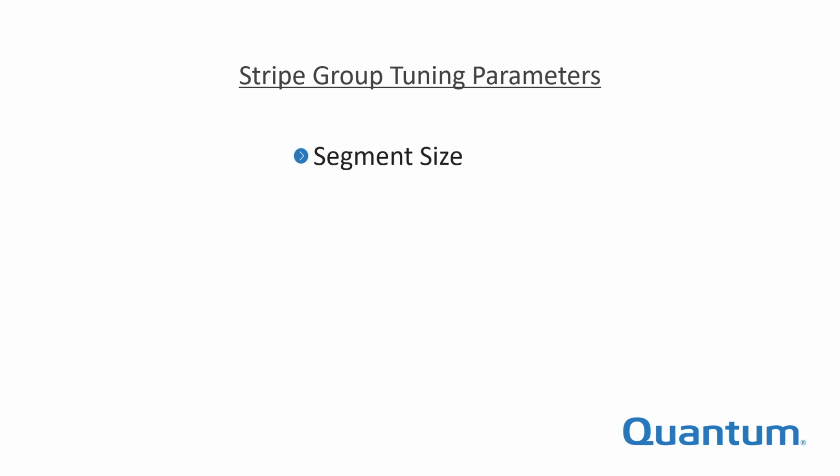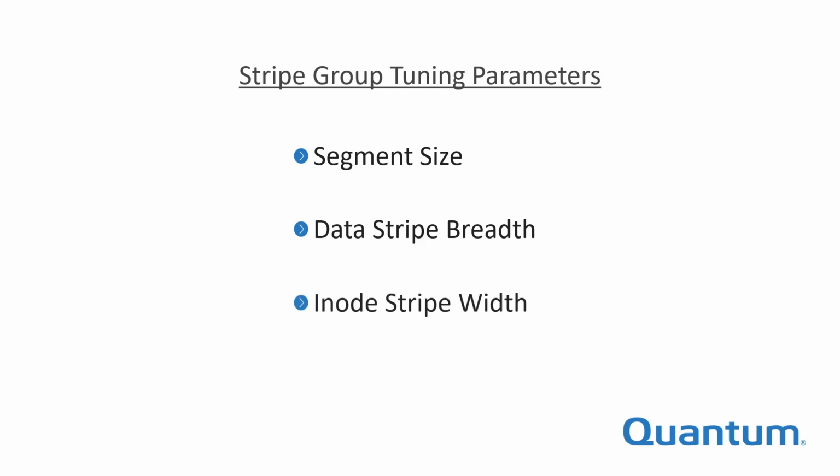Stripe groups are very tunable to enable maximum performance. Configurable parameters include segment size, which is the amount of data that will be written to one drive in a RAID LUN before writing data to the next drive in that LUN. Data stripe breadth is the amount of data written to each LUN in a stripe group before writing to the next LUN. And inode stripe width, when set, causes large files to be striped across multiple stripe groups in chunks of the specified size. These and other parameters are set for you when using automatic stripe group configuration, but may be configured manually if desired.